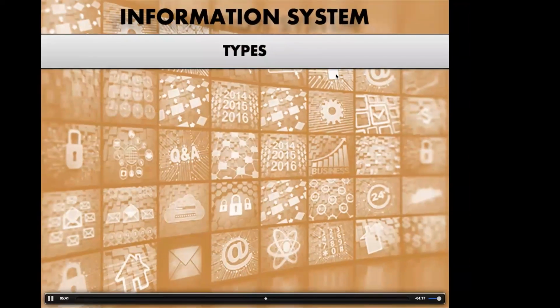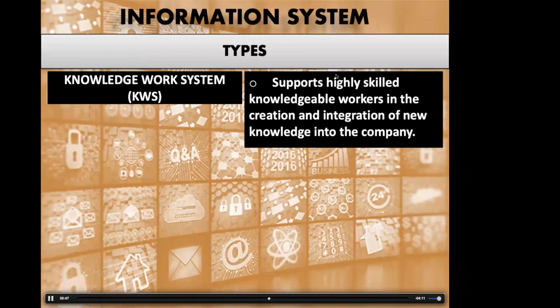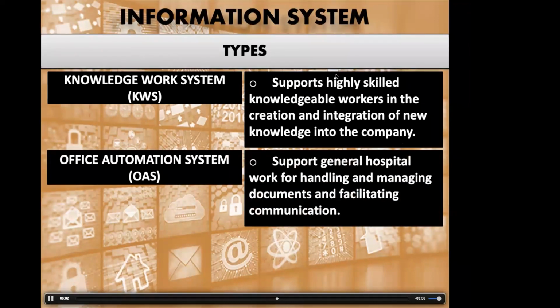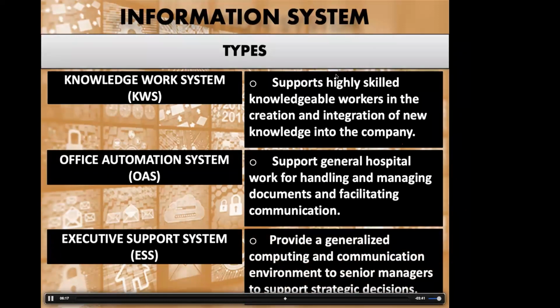Other types are the Knowledge Work System, or the KWS. It supports highly skilled, knowledgeable workers in the creation and integration of new knowledge into the company, and it enables them to test the product without having to build physical prototypes. Then the Office Automation System, or the OAS, supports general hospital work for handling and managing documents and facilitating communication. The Executive Support System, or the ESS, or Executive Information System, EIS, provides a generalized computing and communication environment to senior managers to support strategic decisions.